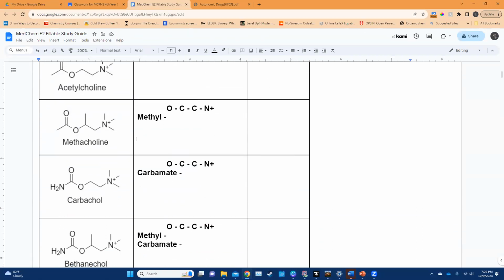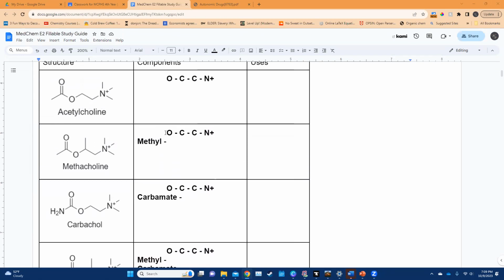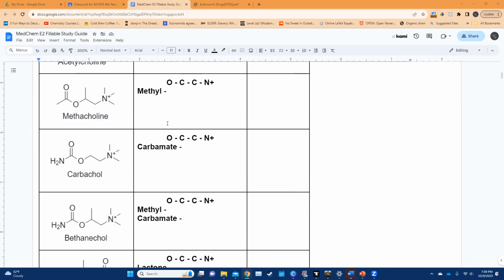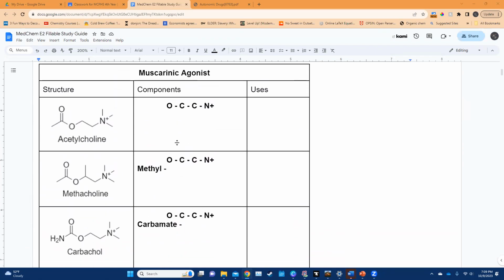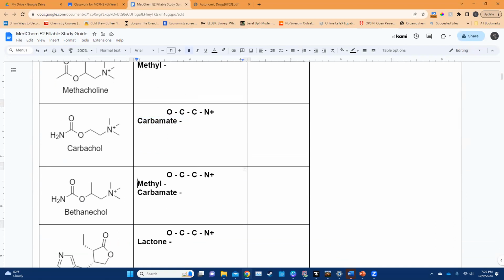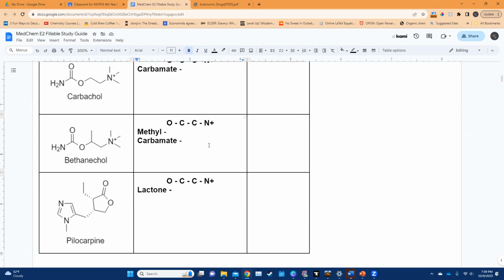Then, through medicinal chemistry, what we've done is we add different aspects to the drug, and that's going to change what the metabolism of the drug is going to be, or the absorption, or the distribution. And this is where you're going to go through and describe that. So, what is the effect of the methyl group? What is the effect of swapping for the carbamate? What is the effect of doing the methyl group and the carbamate or the lactone, for example?